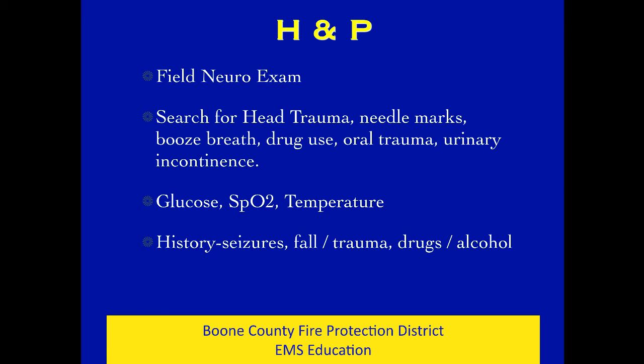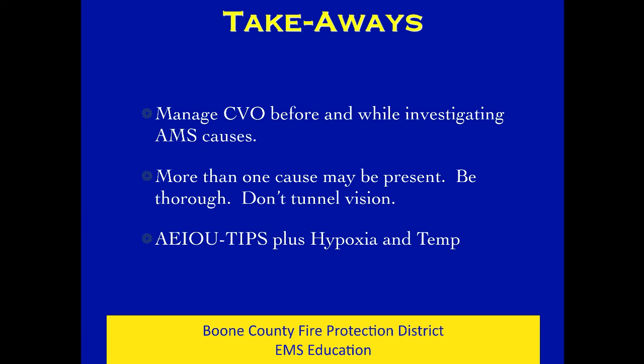Always do an H&P. It's a history and a physical. Do that field neuro exam. Look for head trauma, needle marks. Use your senses to try to detect what's going on with them. Check the glucose, check a temperature. If you don't have a thermometer, I don't understand that, but you're going to have to estimate as best you can. But a temperature is certainly something we can measure quickly. And then try to get some history. Sometimes history on these folks is really difficult to extract, but just do the best you can. Make sure that you are doing things while you're asking about history. Manage that CVO. They can have more than one cause.